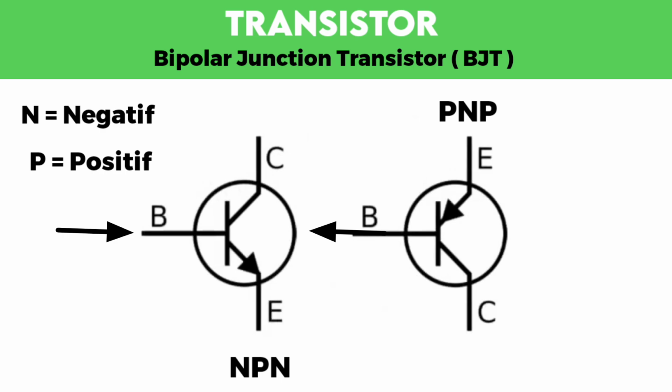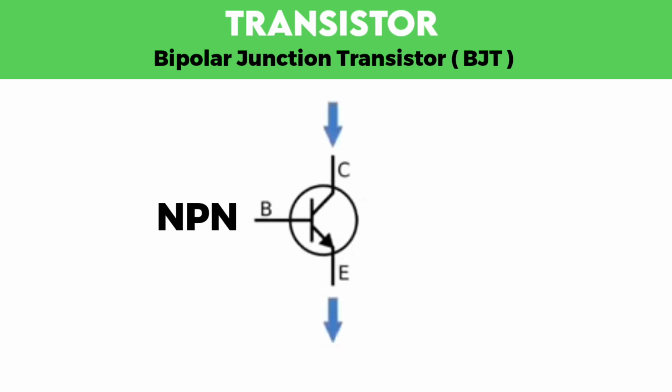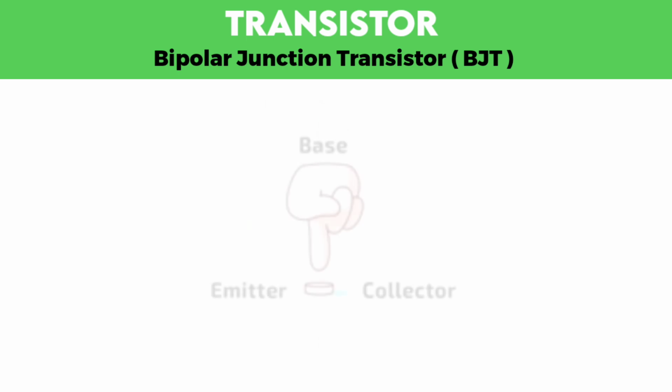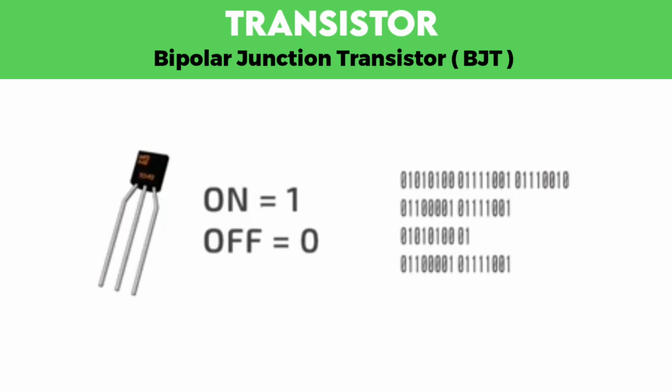In NPN transistor, the collector leg is the leg that receives the current. Then the emitter is where the current comes out, and the base is the switch. If analogized, the base is our finger when we turn on the light with the switch. Because the transistor is a switch, the transistor is used for digital use. On is 1 and off is 0, and 1 and 0 are digital binary numbers. Therefore, as mentioned earlier, transistors are very influential components in the era of information and digital.